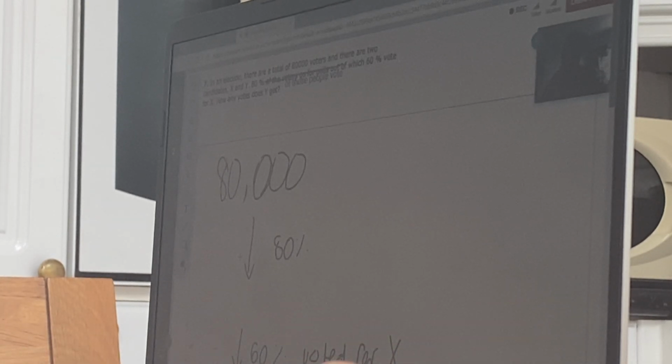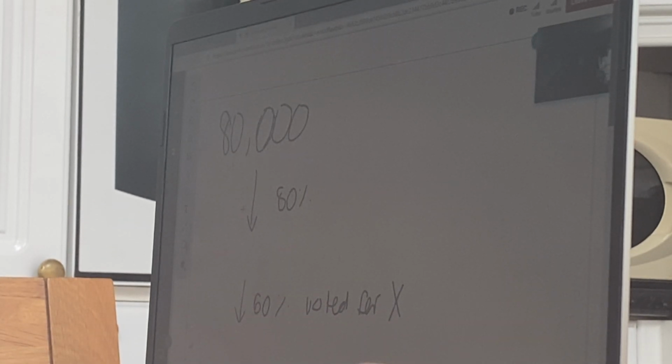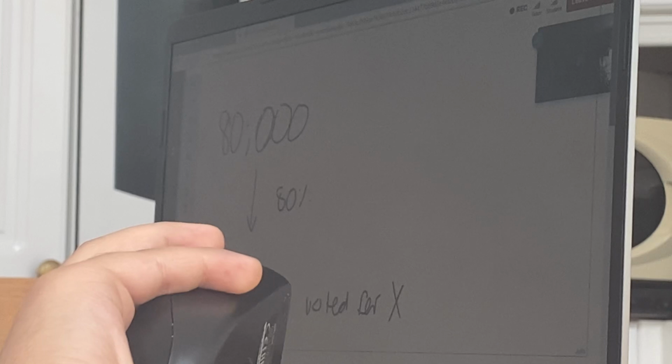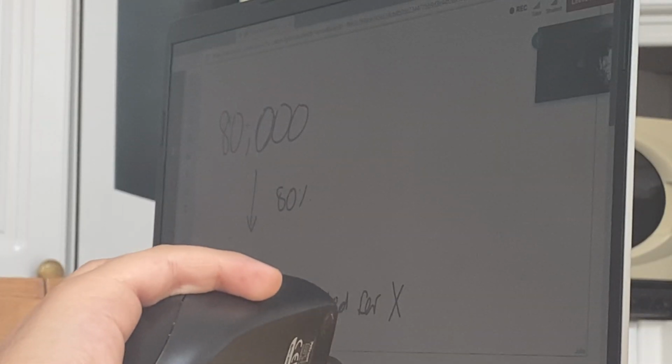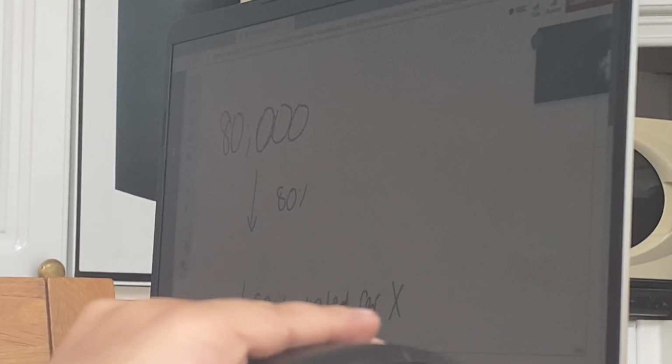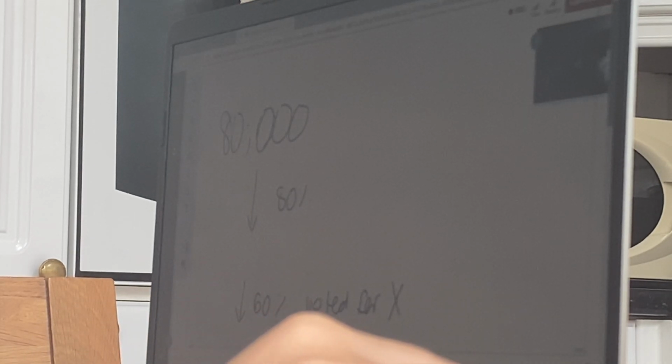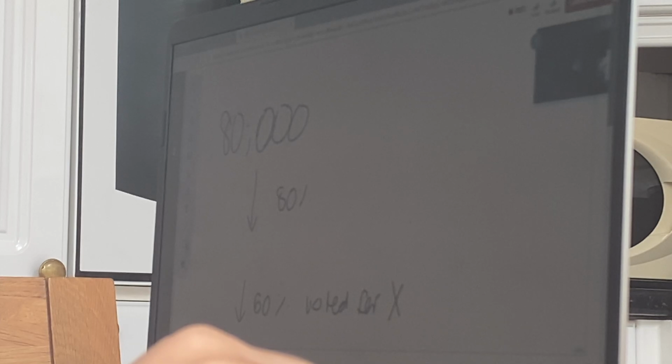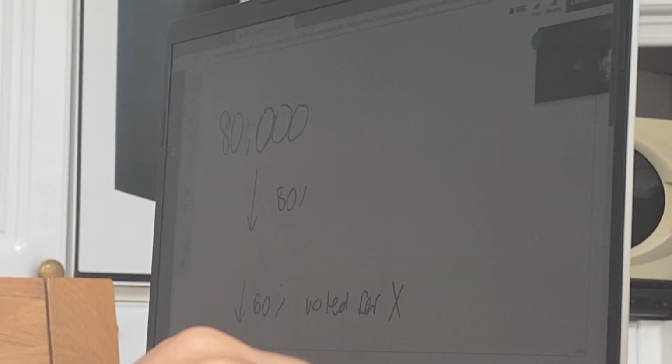How does that... I don't understand this. Because 80,000 is 60%? Not quite. What we need to do here is, before we work out how many people voted for candidate X, we work out how many people voted. So the problem in this question isn't just how many people voted for candidate X. We start off by thinking about how many people voted. So we need to first find 80% of 80,000. Okay, so this is what we do.